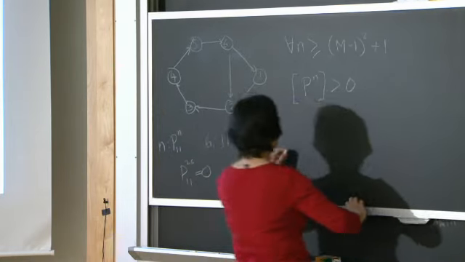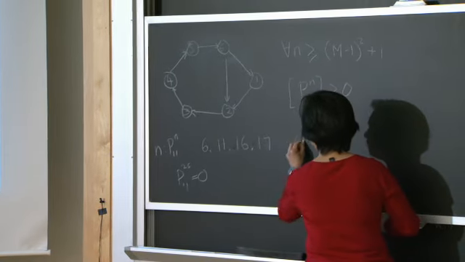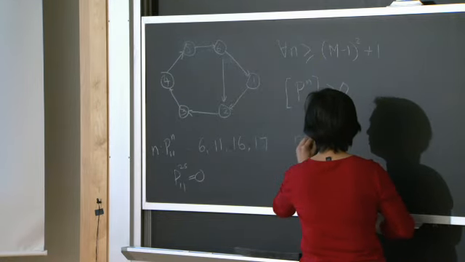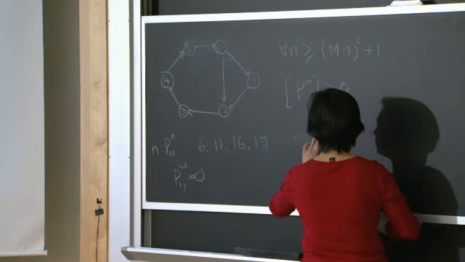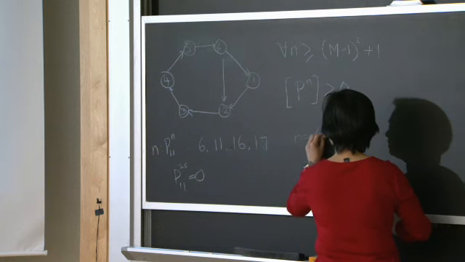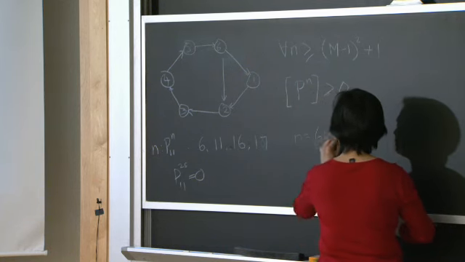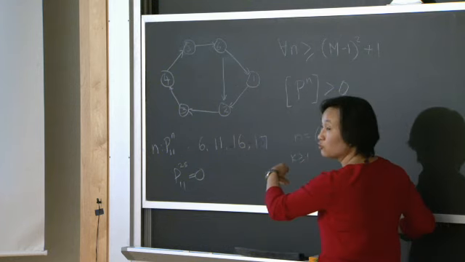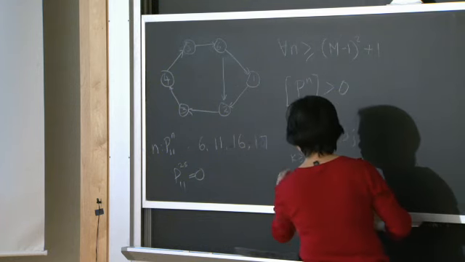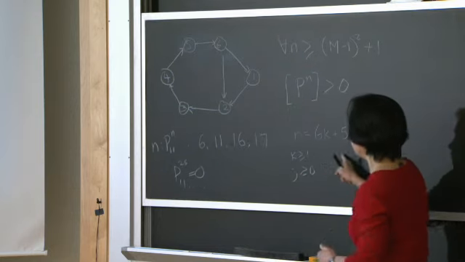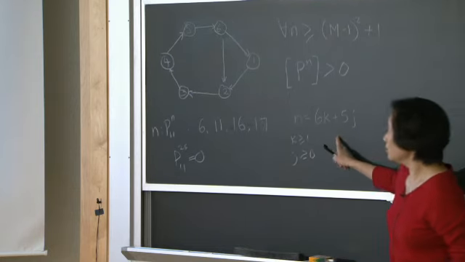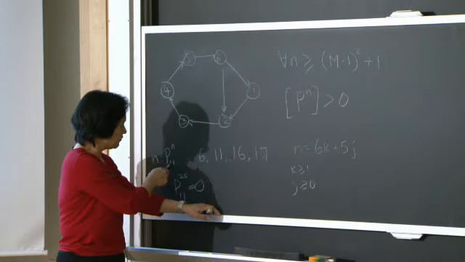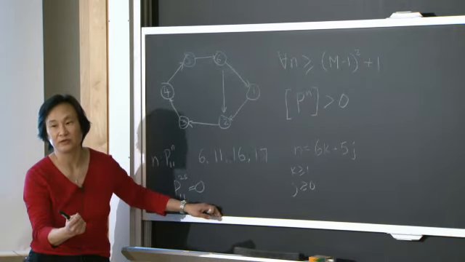Okay, so basically, in this particular example, if n is equal to, let's see, 6k plus 5j, where k is greater than or equal to 1, because I need a final loop to get back, or j is greater than or equal to 0. So any kind of combination of this one, then I can express n. I can go around it and get positive probability going from state 1 to state 1.